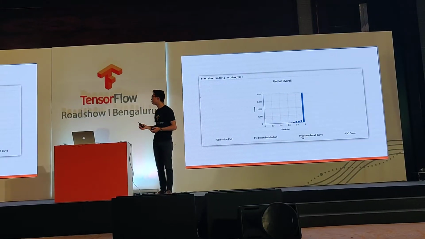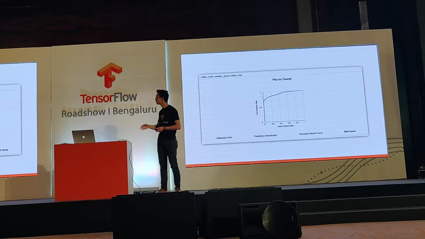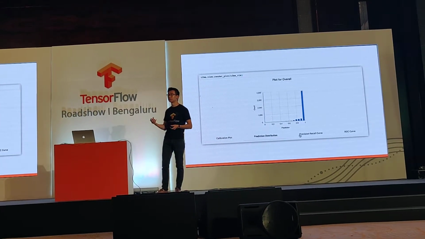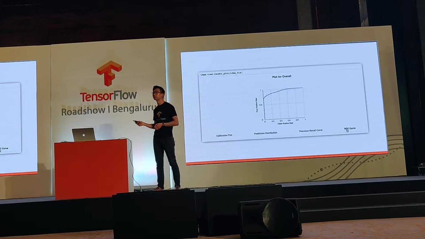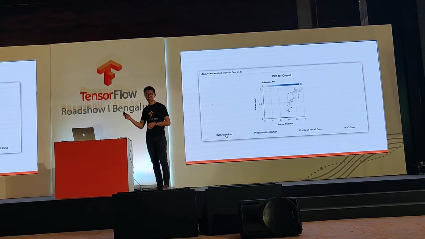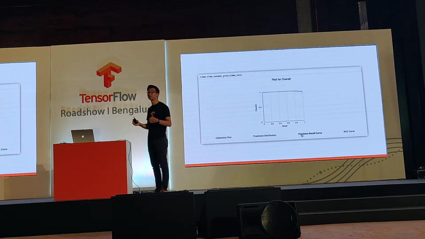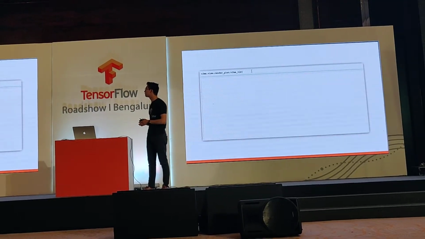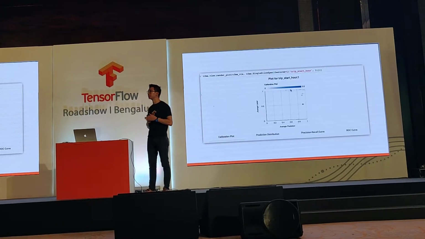TFMA model analysis also provides some common plots that work out of the box. We have a calibration plot that shows you your labels plotted against the predictions. We have a prediction distribution plot, precision recall curve, and an ROC curve. And note that these graphs are calculated based on the entire eval data set. But as you can expect, you can also slice these graphs down to specific features and feature values.